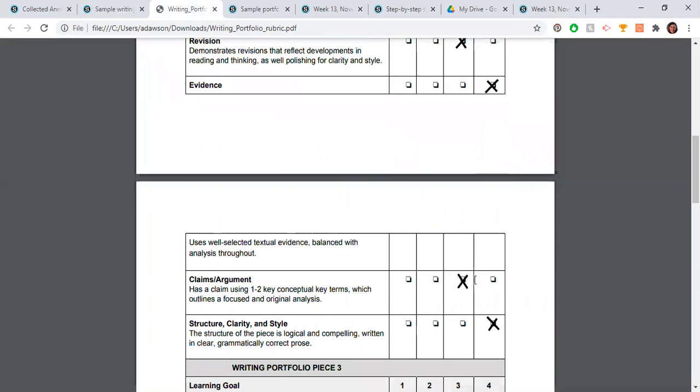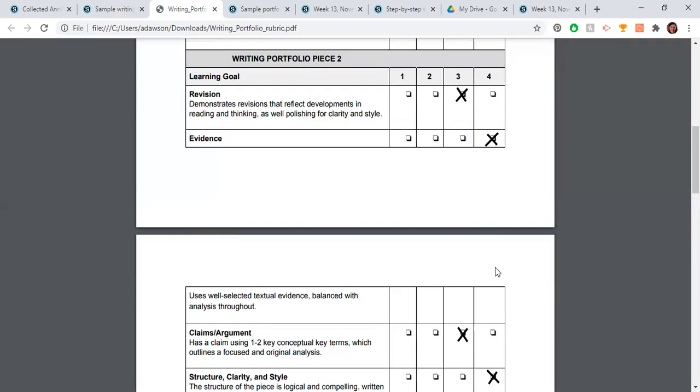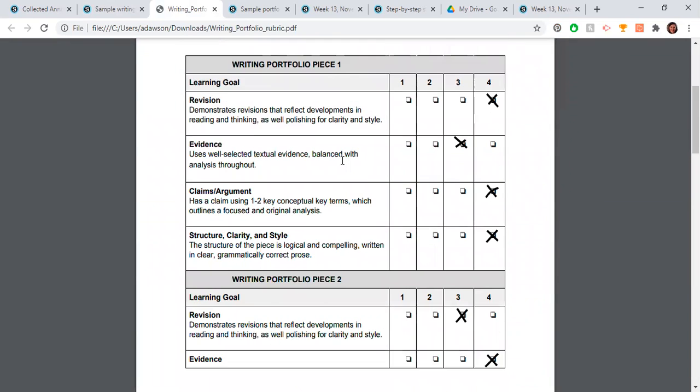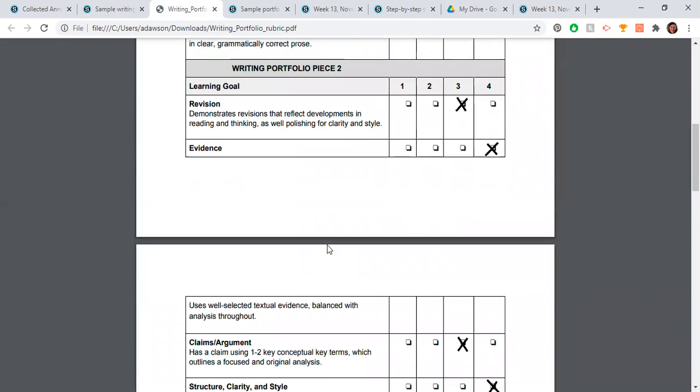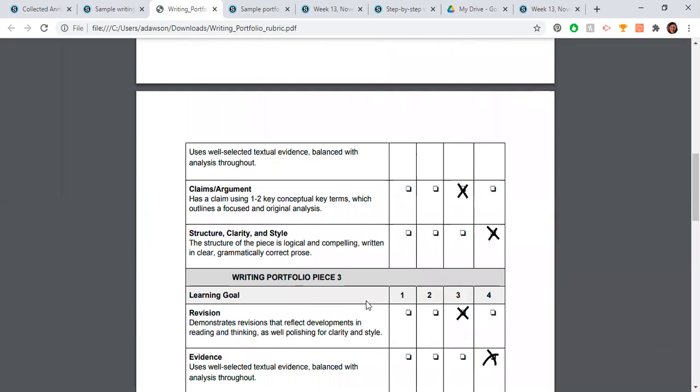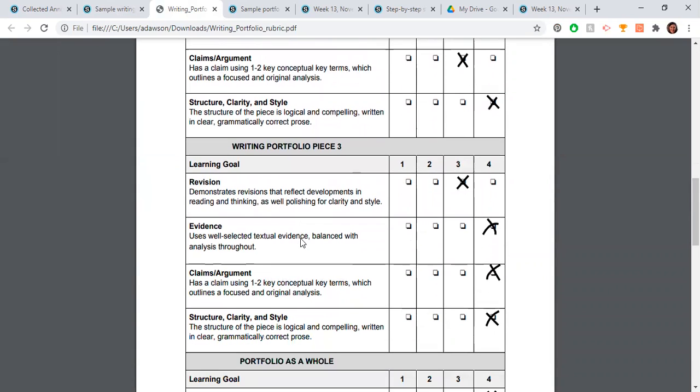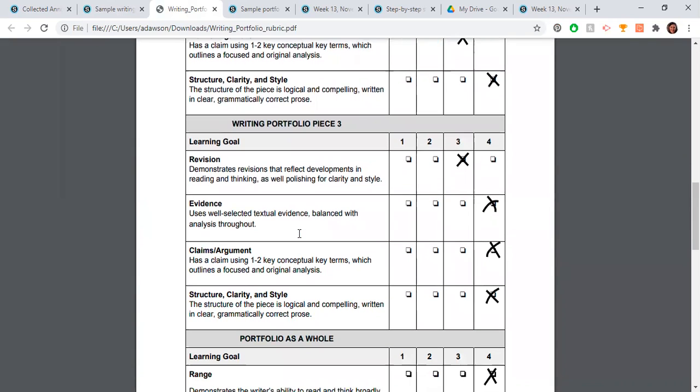The evidence is good, but the claim maybe not as much so, but it's still very clear. The structure's good. And really think about at what level you're performing, right? Are you meeting those expectations with your writing? Because this is a self-assessment, this is different than me grading it. You really have to think about your work and looking at it and seeing if it meets that.